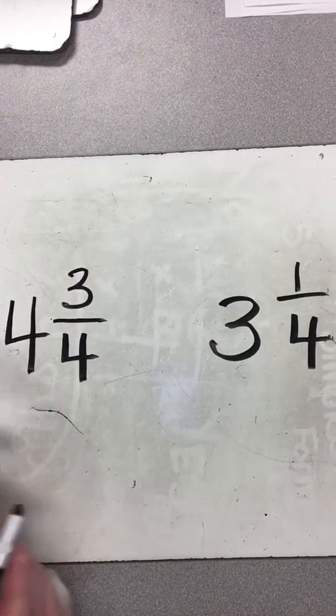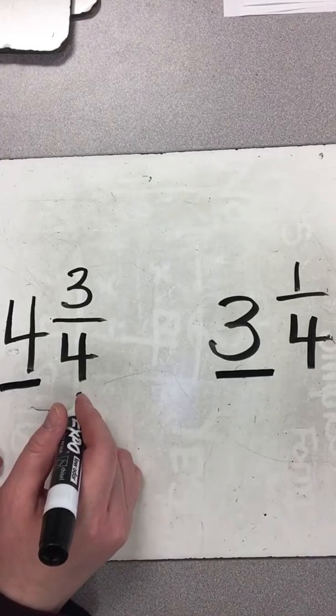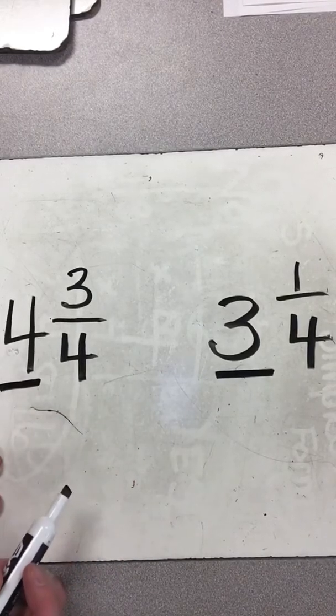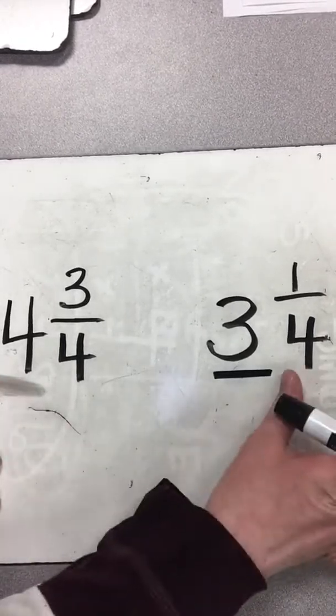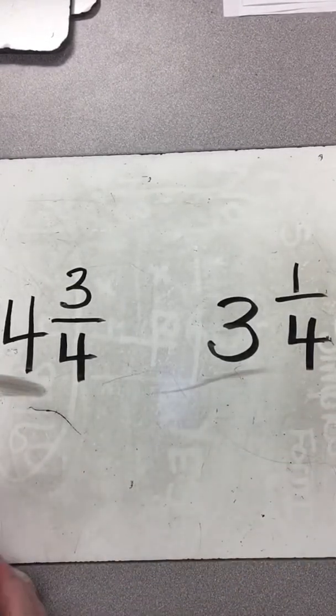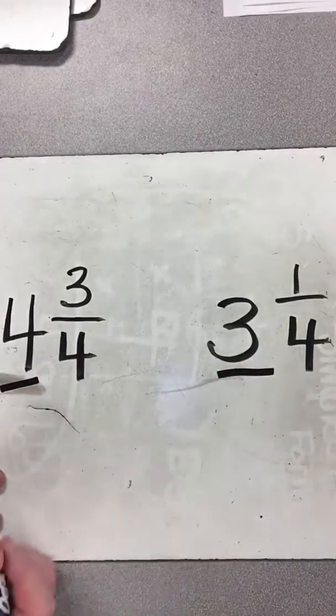So now, check this out, 4th graders. We have a whole number and a fraction, and we know that if we have a whole number and a fraction, the term for that is a mixed number. You've got it. So when you have a mixed number and you are comparing, the first thing you do is you look at those whole numbers.